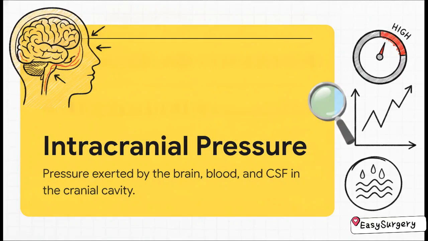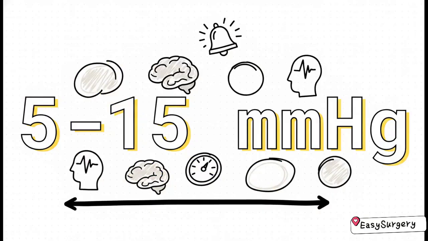We define intracranial hypertension as a persistent pressure greater than 20 to 22 millimeters of mercury that requires treatment. Now, the baseline we must all absolutely memorize is 5 to 15 millimeters of mercury. You need to lock that specific number in for the wards. Anything persistently above 20 to 22, that's where our alarms need to start ringing.